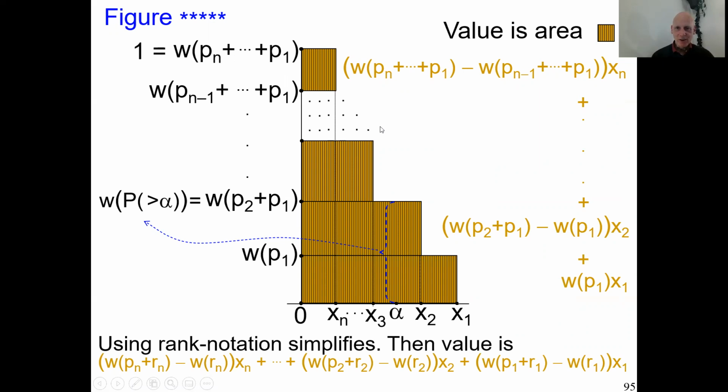In each case, for instance here, the W weight that is assigned to outcome xn is the W of Pn plus Rn, where the rank, your probability of getting a bad outcome, is Pn minus 1 plus P1, minus the W of Rn. And that's everywhere. Also for outcome x2, for instance, the rank is here P1 and the outcome probability is P2. So again, the weight is the marginal W contribution of the outcome plus the rank minus the rank.